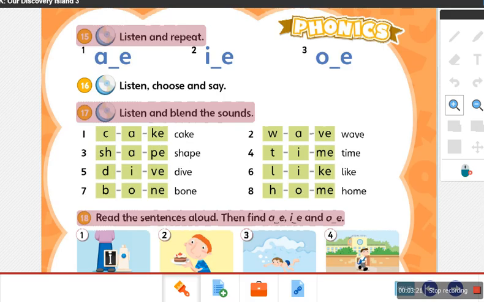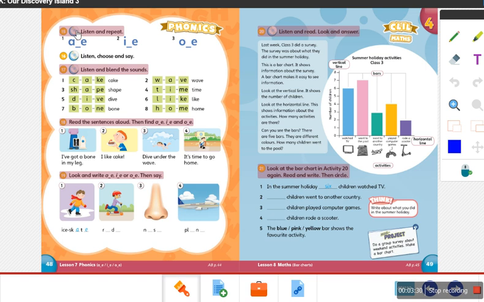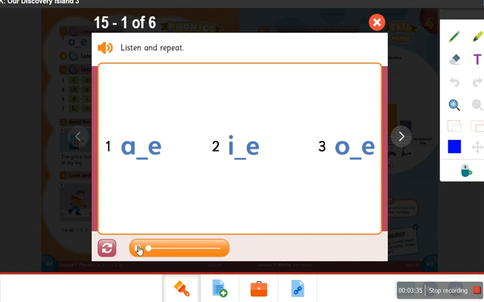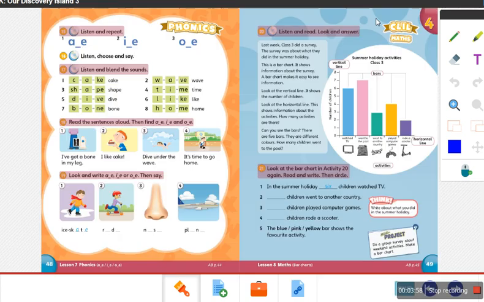vowel, right? So if you go back to our pupils book and try to listen to this, listen carefully and notice the difference. A, E, A, I, E, I, O, E, O. I think it's crystal clear now for you. So here we have more examples.